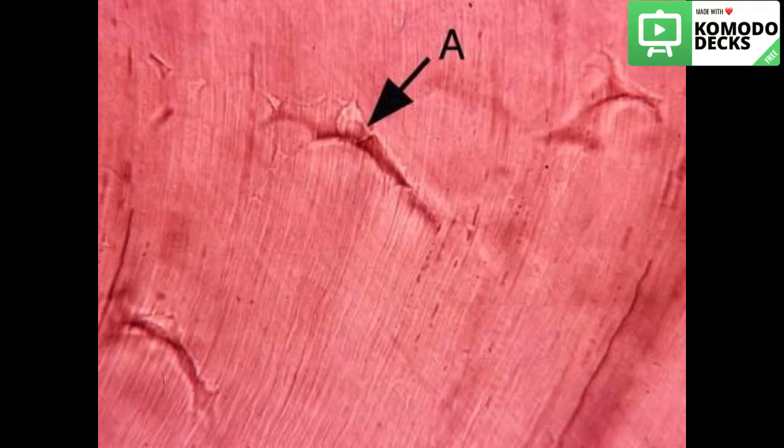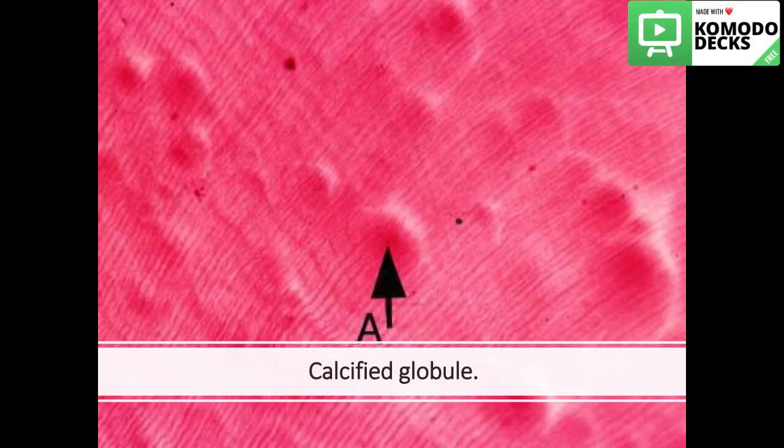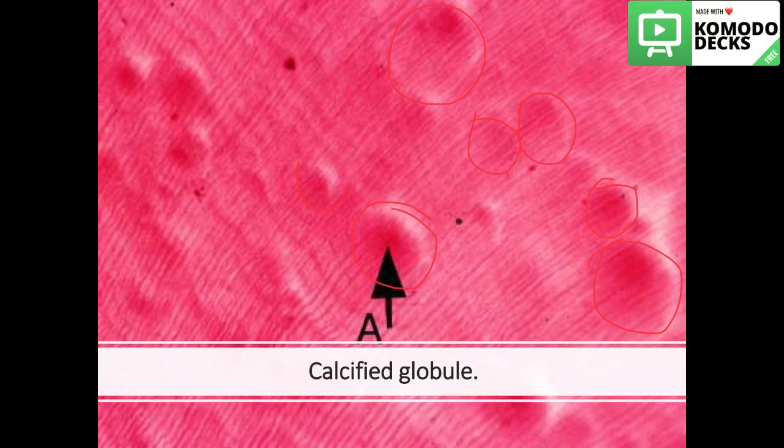Another slide that shows us some calcospherites that failed to fuse together and stayed as interglobular dentine. Another slide that shows us the calcospherites, the calcification centers of dentine that grow and grow until they fuse together to form the uniform calcified tissue.